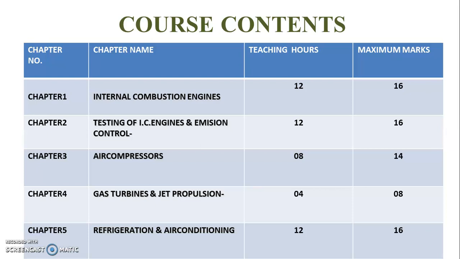Chapter 3, air compressors. Teaching hours are 8 and maximum marks allocated as 14 marks. Chapter 4, gas turbine and jet propulsion. Teaching hours are 4 hours and maximum marks allocated are 8 marks. And last chapter, refrigeration and air conditioning. Teaching hours are 12 hours and maximum marks allocated as 16 marks.